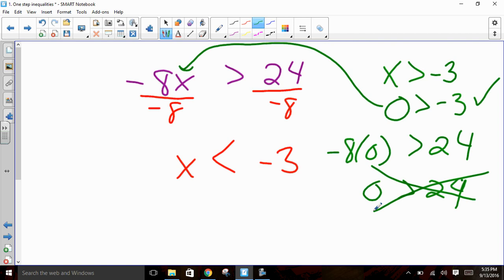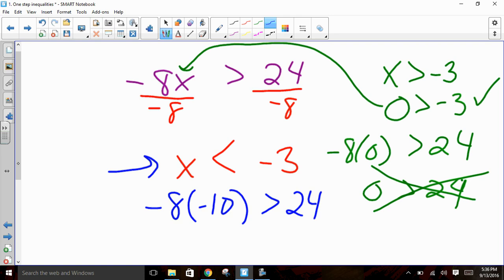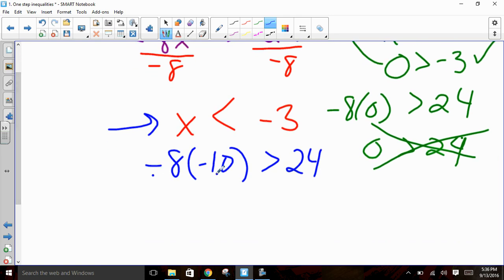When you end up multiplying or dividing by a negative sign, you switch the location you want your answer to be in. So if we take a look at the actual answer when we flipped it correctly, let's find a value that is smaller than negative 3. Let's try negative 10. So if I took negative 8 times negative 10, will that value be greater than 24? Negative 8 times negative 10 gives me a positive 80. Is 80 greater than 24?